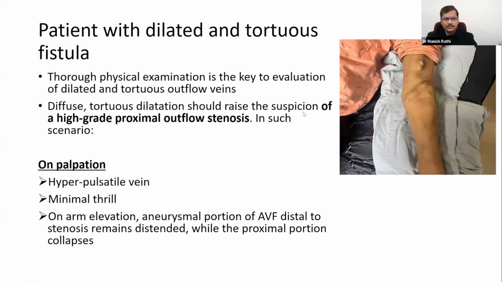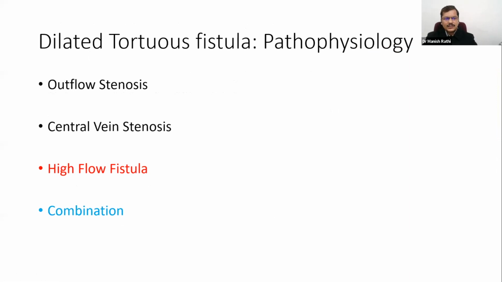One obvious reason for this dilated tortuous fistula is that there is stenosis in the outflow segment, somewhere distal to the anastomosis, or there is a central vein stenosis. Because of the resistance to the flow, the proximal segment is getting dilated and tortuous.